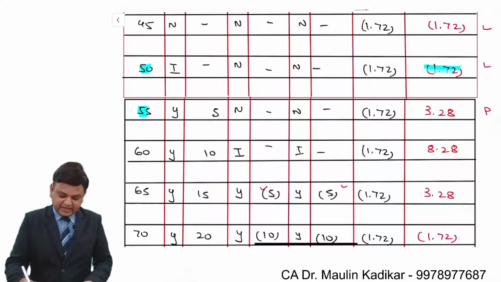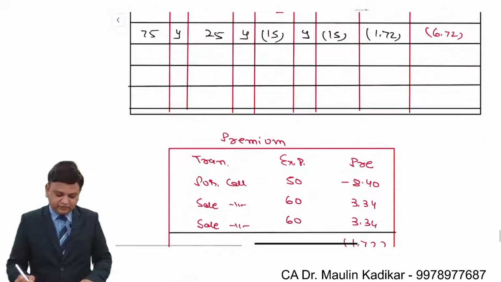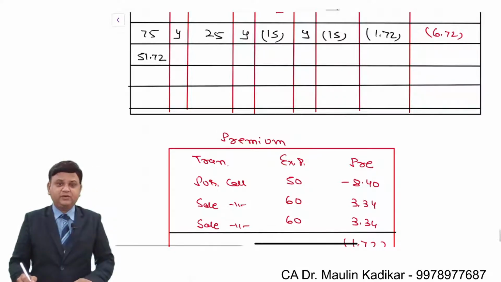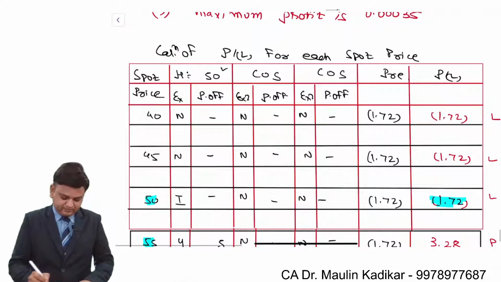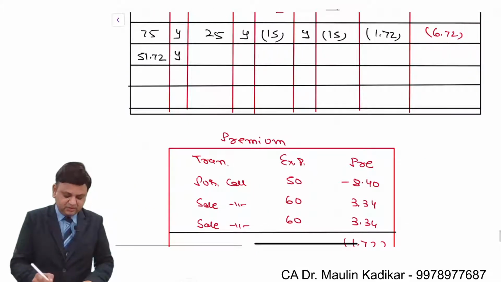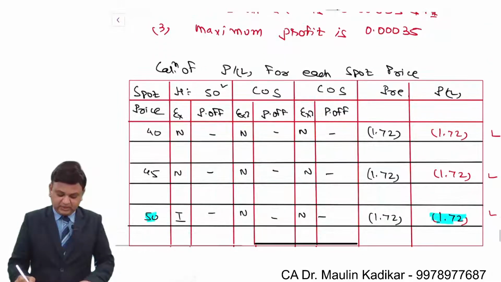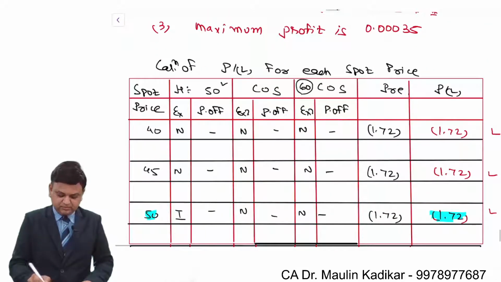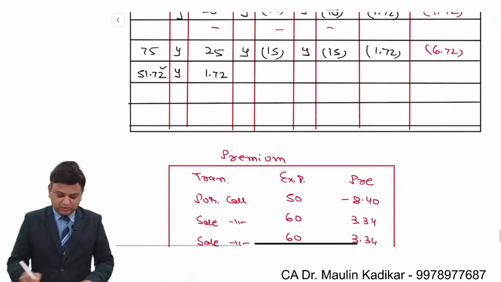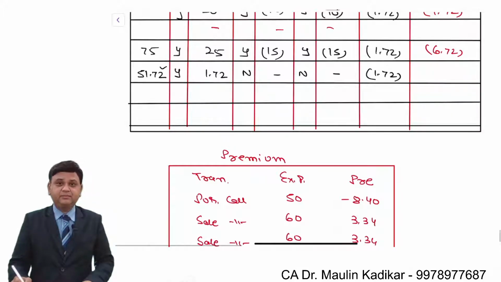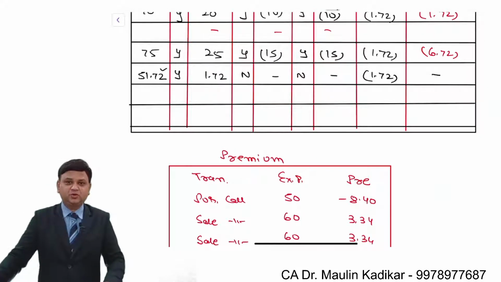This 1.72 is added to 50. So it comes to 51.72. 51.72 is exceeding 50, so I will exercise my call option and I will get a payoff of 1.72. 51.72 does not exceed the exercise price of 60. So the call options that we have sold will not be exercised. So the amount of the premium paid and the amount of the payoff that we have received is the same. So there is a situation of no profit, no loss.